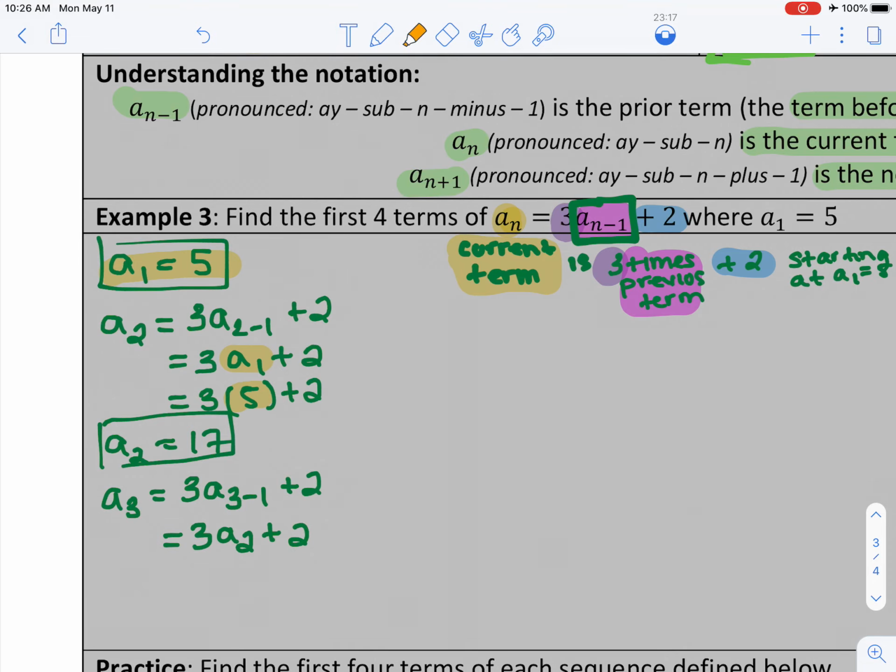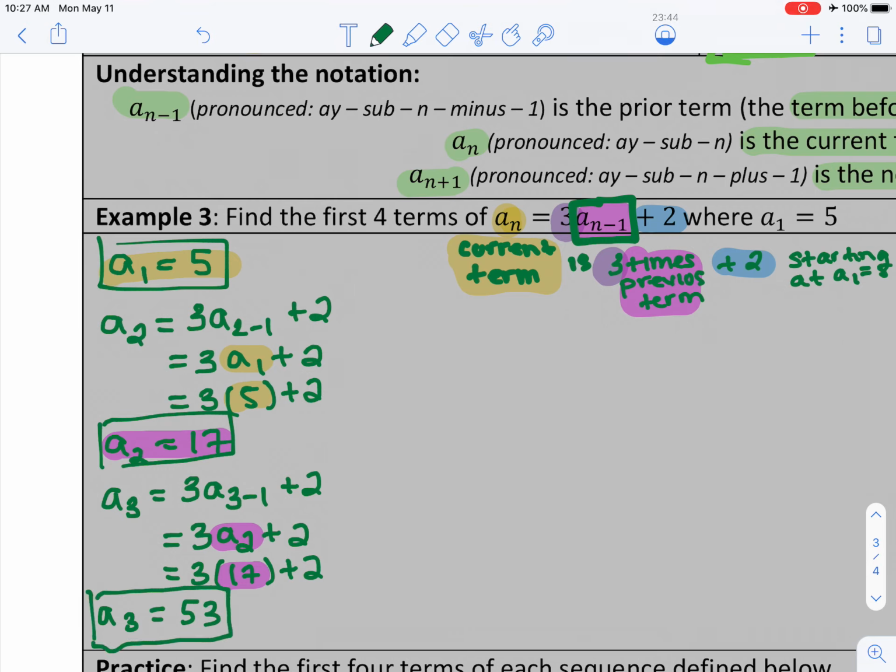And then again, we're going to rely on the fact that we know a sub 2. We found a sub 2 to be 17. So instead of writing a sub 2, we're going to write 3 times 17 and then plus 2. So again, we've just made that substitution using our previous term. And that tells us that a sub 3 is equal to 53.